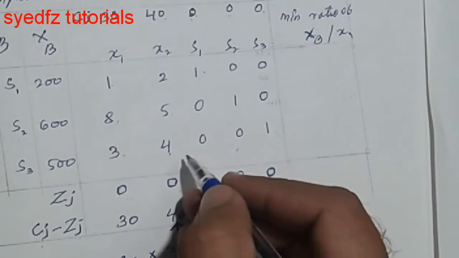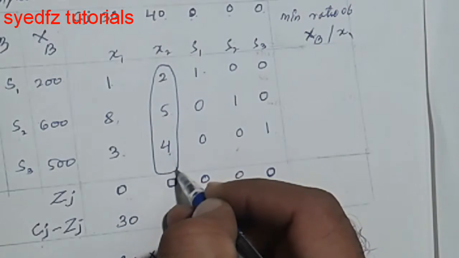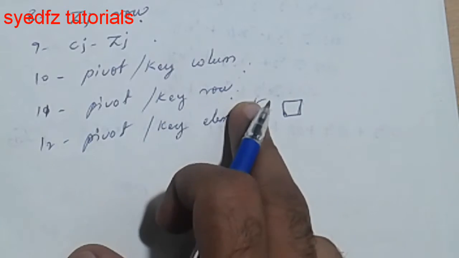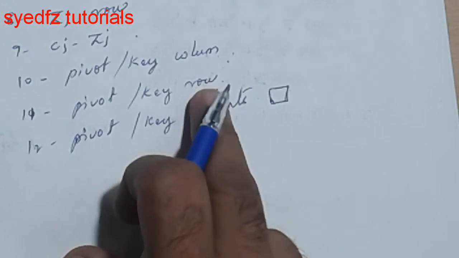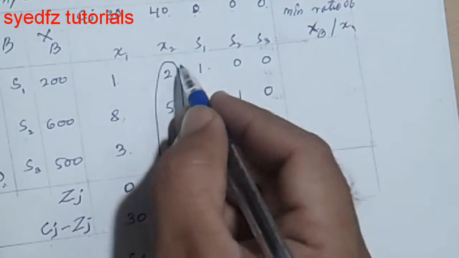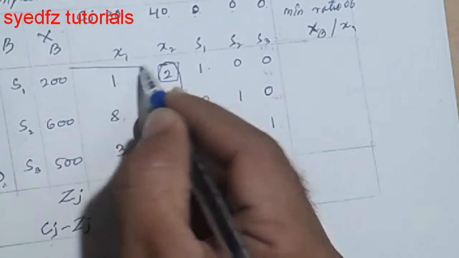So draw this line, mark like this. Now you have checked the highest positive value for the pivot key column, and next is the key row. In the column you have taken the highest, but in the row you have to take the minimum value. What is the minimum? 2 is the minimum value. 2 is the minimum value, so take this row.